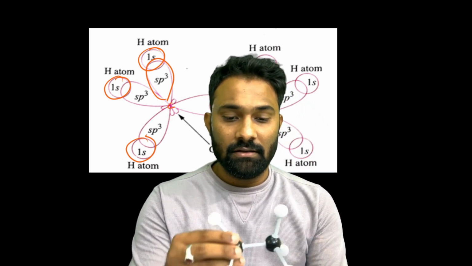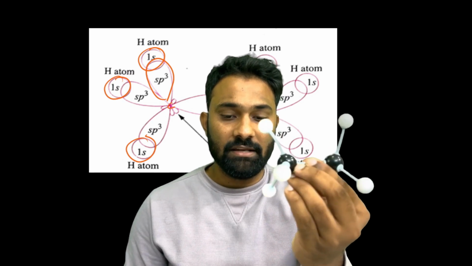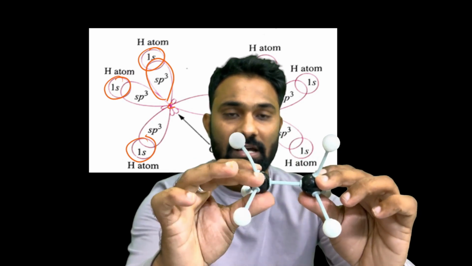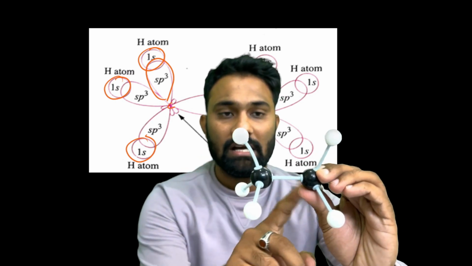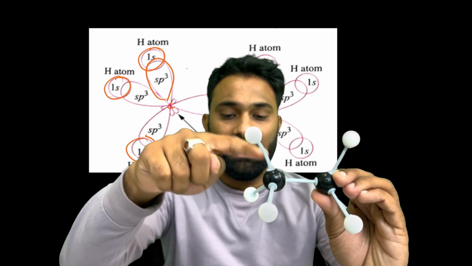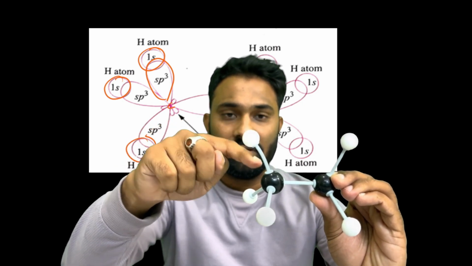Now you can see, this is the ethane molecule. These two black ones are the carbon. This carbon and the carbon have a sigma bond, and this carbon and the hydrogen. This is hydrogen. This carbon and hydrogen.